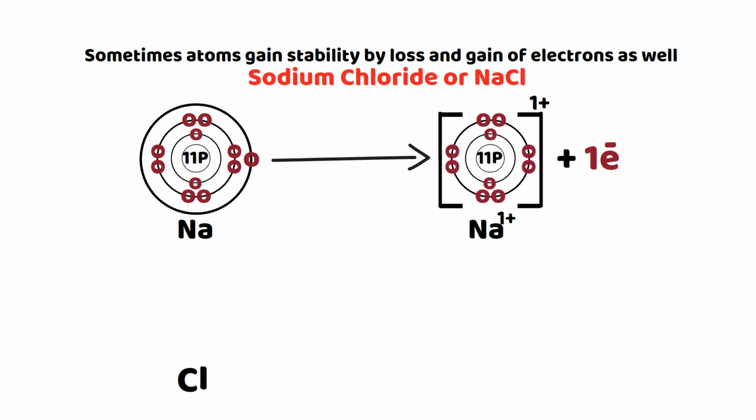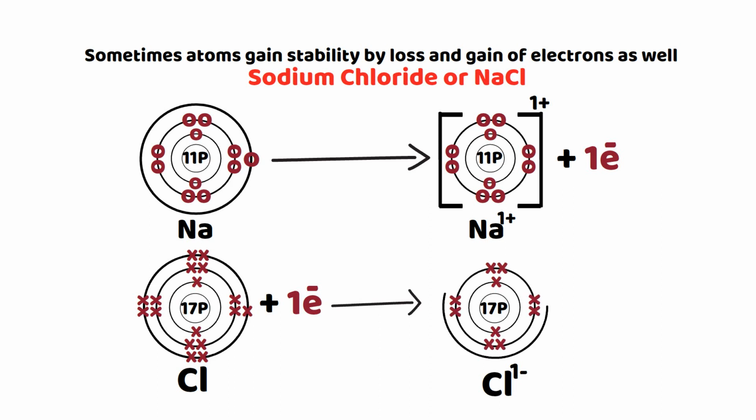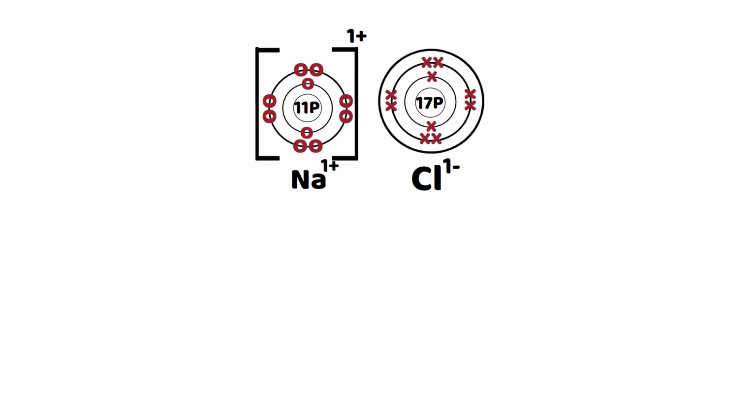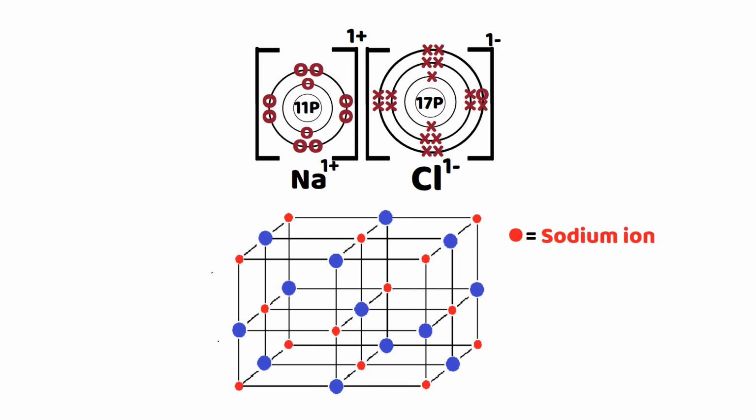Also, the atomic number of chlorine is 17 and its electronic configuration is 2, 8, 7. For stability, a chlorine atom gains 1 electron and forms a chloride 1 minus ion with a stable electronic configuration of 2, 8, 8. The positively charged sodium ions and negatively charged chloride ions strongly attract each other and are arranged in a regular pattern in 3-dimensional space to form the crystal structure of sodium chloride.